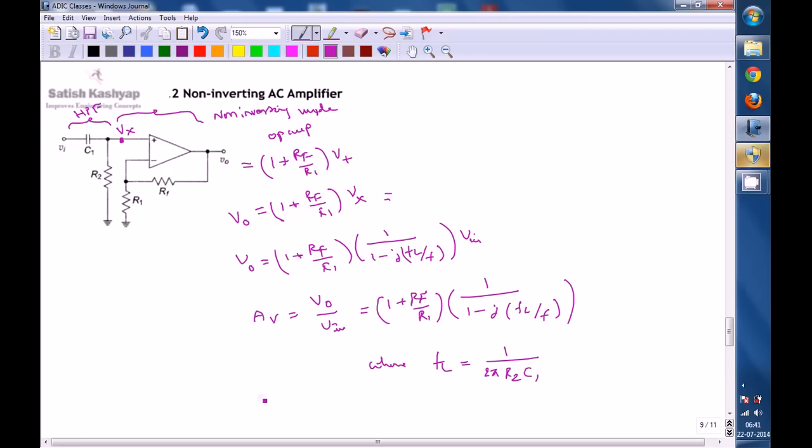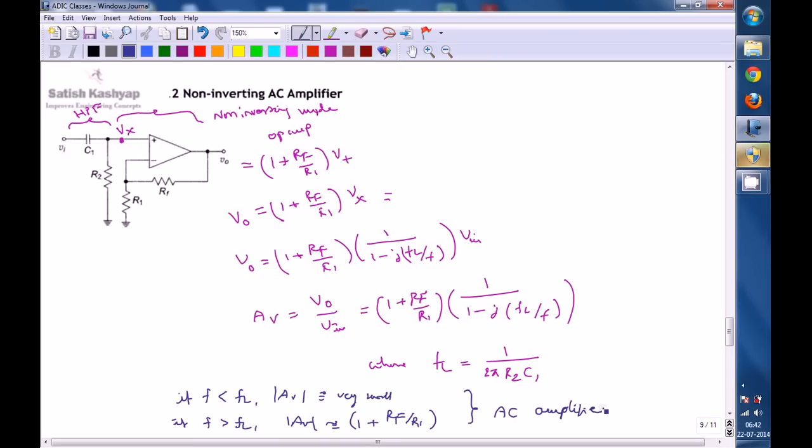Again the same thing for this function. If the frequency is less than FL, the gain provided is very small. If F is greater than FL, the gain provided is approximately equal to 1 plus RF by R1. So again it acts as an AC amplifier, an AC amplifier with non-inverting mode, so it is called a non-inverting AC amplifier.